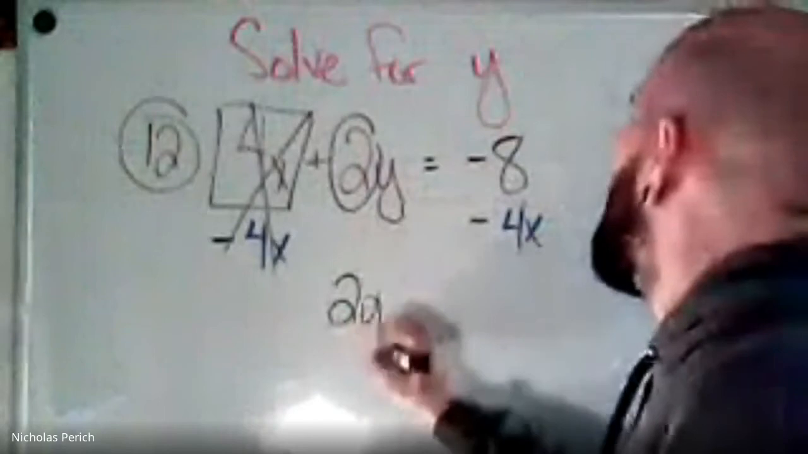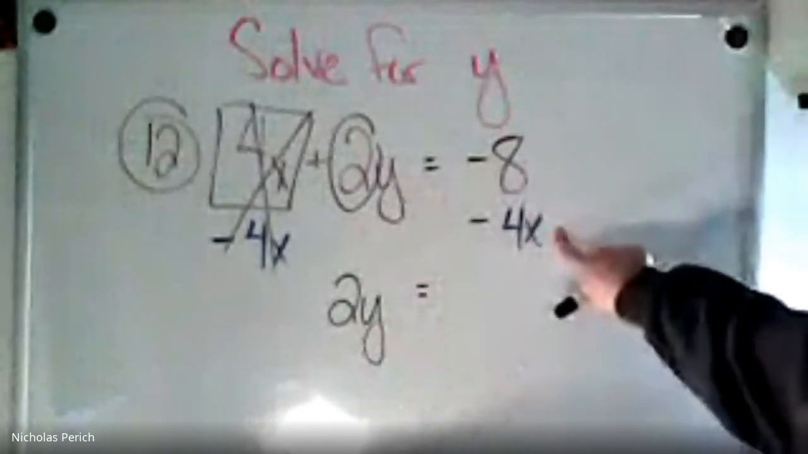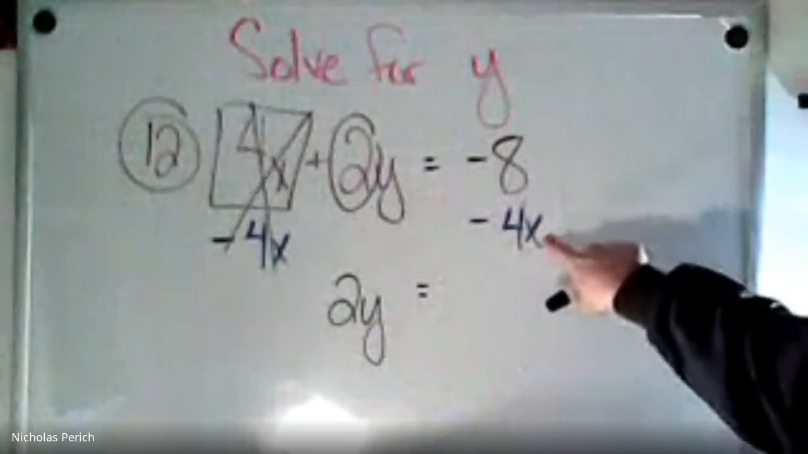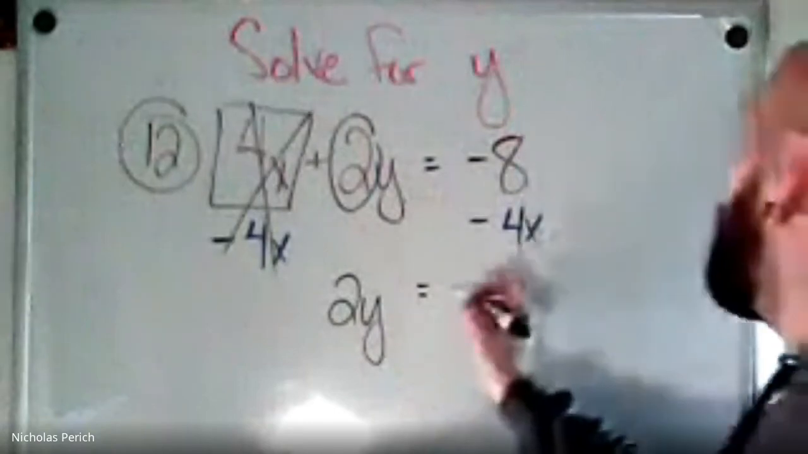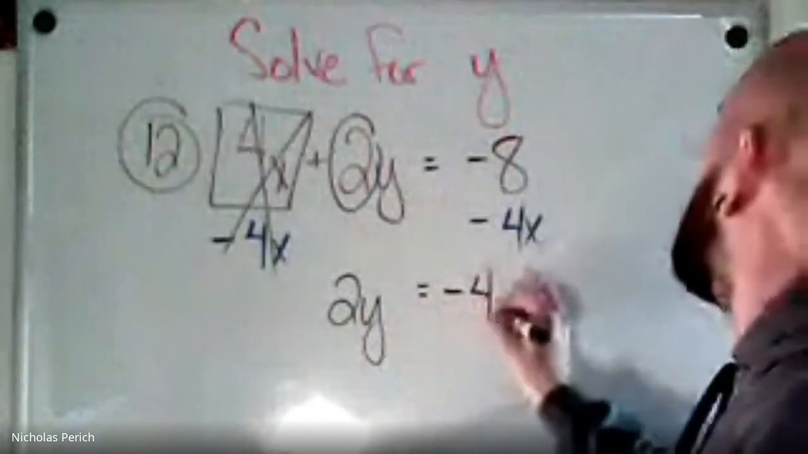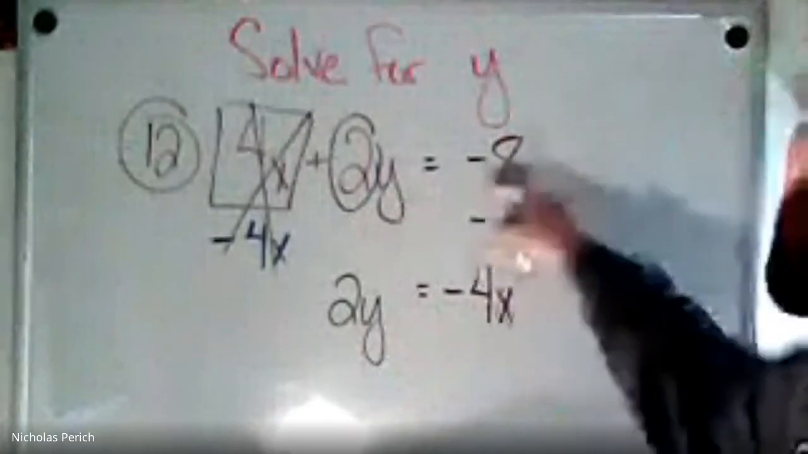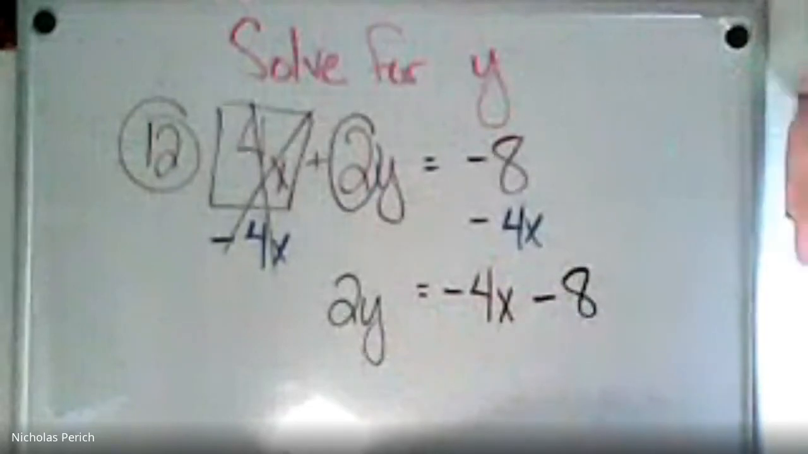Drop down the 2y, drop down the equals. Do -8 and -4x combine? No, because one has a variable and the other one doesn't. So I'm going to always write out the thing with the variable first. I'm going to write out -4x first, and then -8. It's the same exact thing.